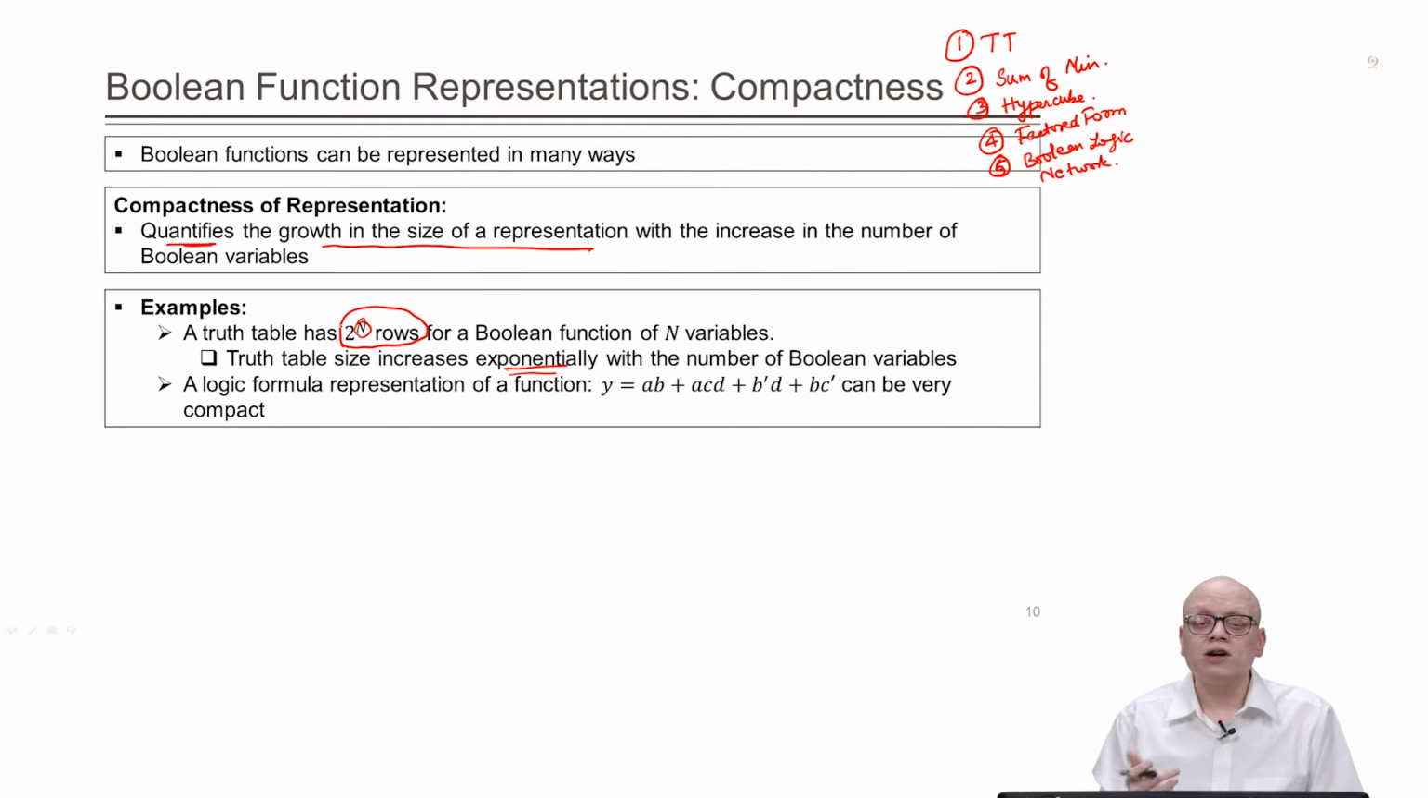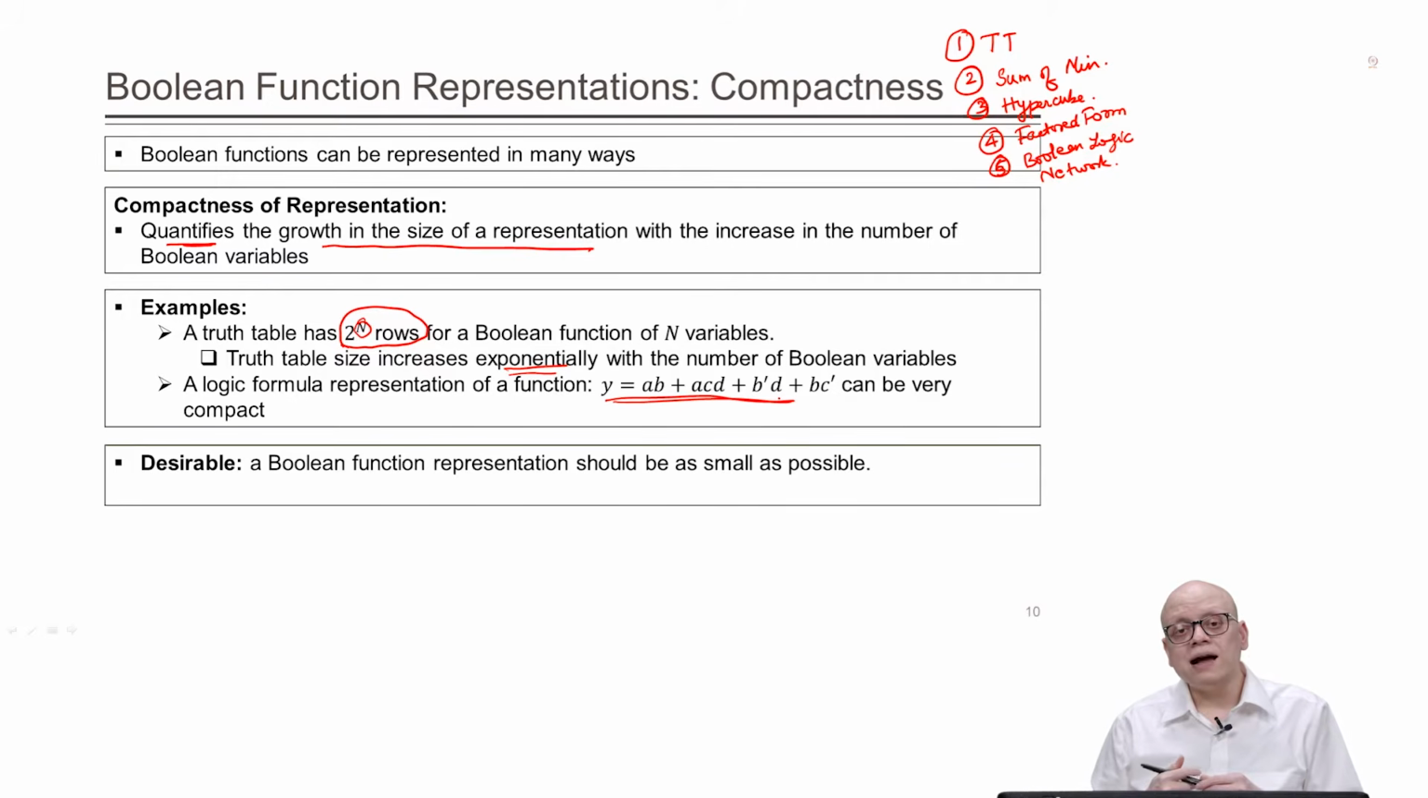On the other hand, for example, say a logic formula. For example, we say y is equal to ab plus acd plus b dash d plus bc dash. These can be very compact representations. If we allow this logic formula representation to be flexible, then it can grow not exponentially, but at a slower rate than a truth table, and it can represent bigger functions.